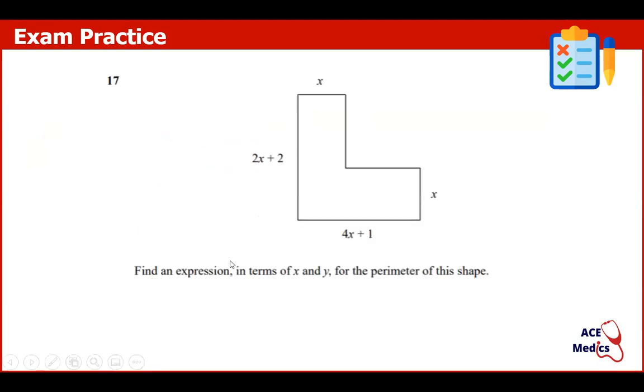Right, let's finish then with this last one here. So find an expression in terms of x and y for the perimeter of this shape. So this is quite a tricky one. You can see it's number 17 in our exam paper. And remember, as you go through a maths paper, it gets harder as you go along. So 17 is quite high up. There's normally about 21, 22 questions. So this is up there with the harder ones. Have a go, see how much you can do.